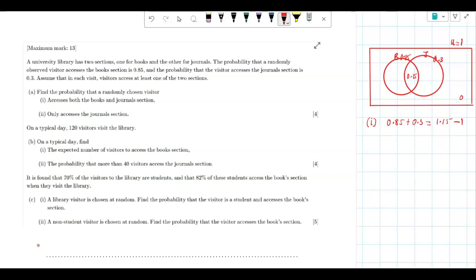You add this and this, see how much it is over 1, because you're double counting. Now 0.85, this is 0.85 minus 0.15. How much is that? 0.7. Then what will you do? 0.3 minus 0.15. That's how much? 0.15. Use your calculator. What is it?